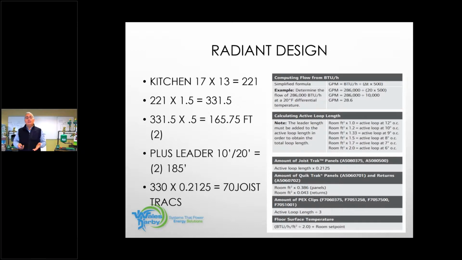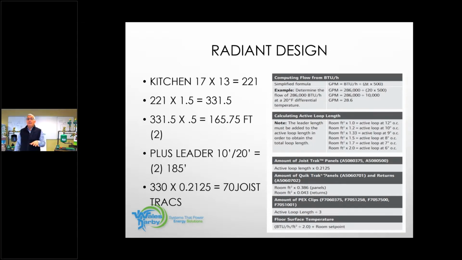Now I've got to figure out how many joist track panels to put in there. And guess what? We've got a formula for you here. We take the active loop length, so that's going to be 185 feet, and I'm going to multiply it by that 0.2125. If I do that math, I'll end up with 70 tracks. I did it by 330; you would just double it if you did it by 185, but now I know 70 tracks. So now we know how much tubing we need, how much joist track we need. It's going to be a 2-loop manifold.